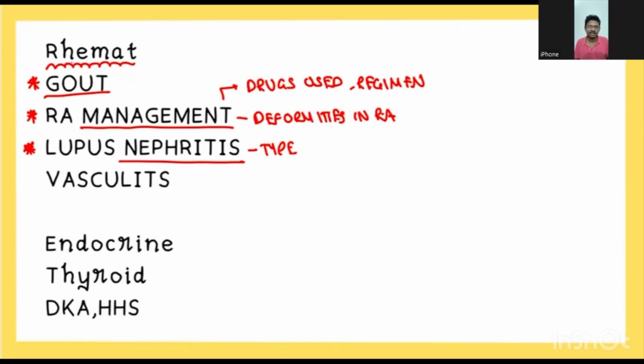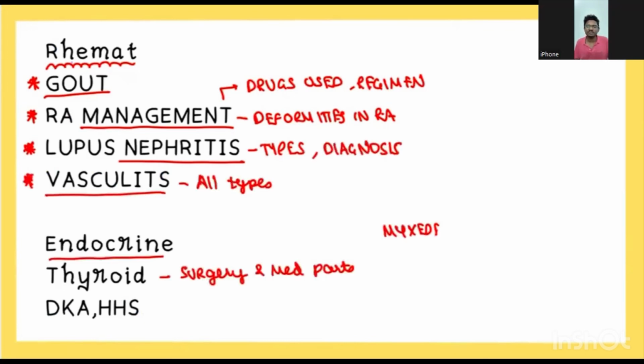Next is vasculitis. You should know in detail all the vasculitis, the 3 types of vasculitis, and also Kawasaki. Revise everything well, because their questions have been asked repeatedly.